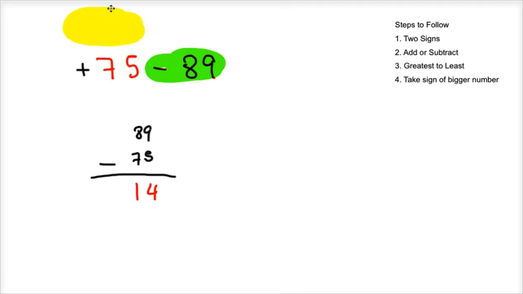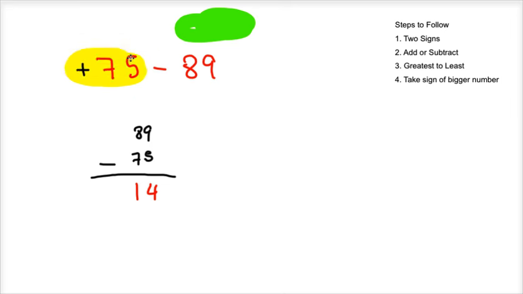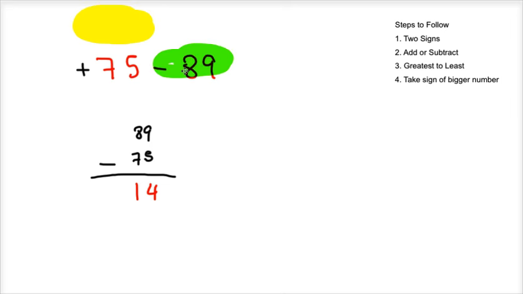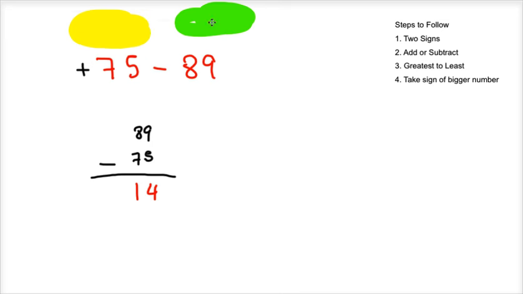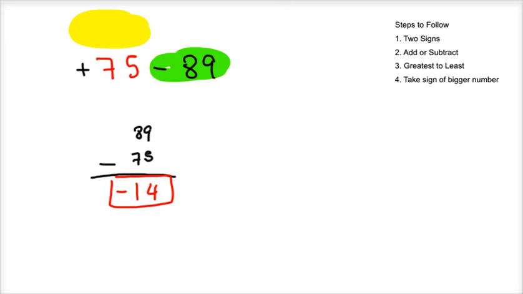Well, think about this again. Is the 75 bigger or is the 89 bigger? I'm going to take the sign of the bigger number. Well, 89 is bigger than 75, so I'm going to take the sign of the 89, which happens to be negative. So my answer is negative 14.